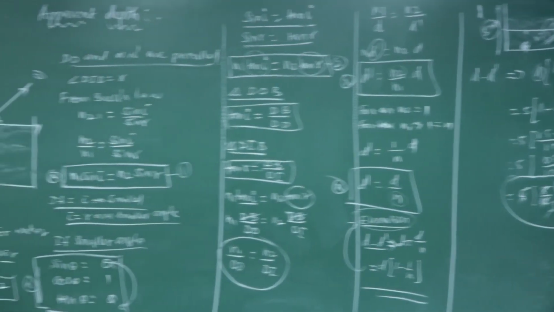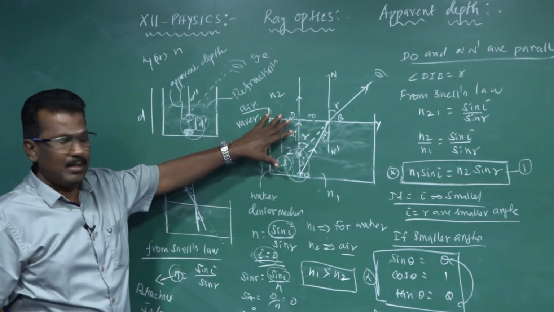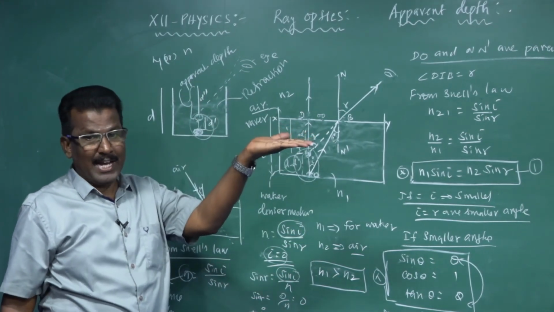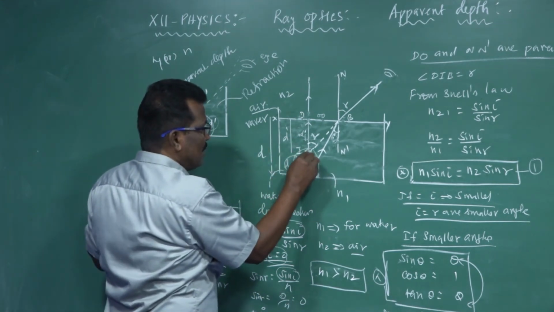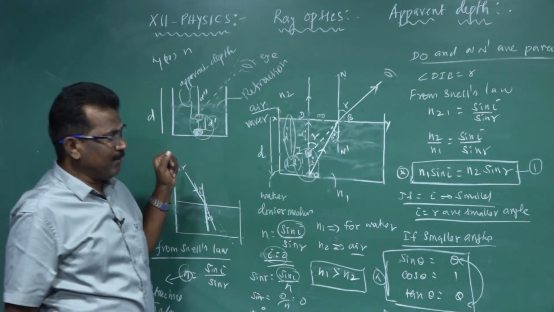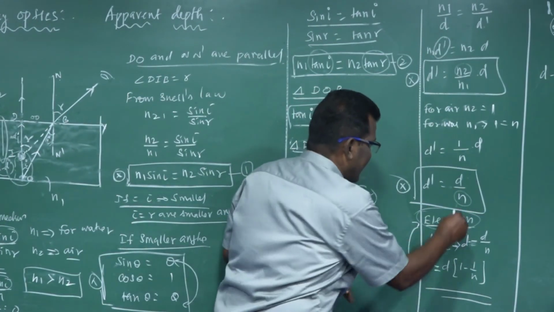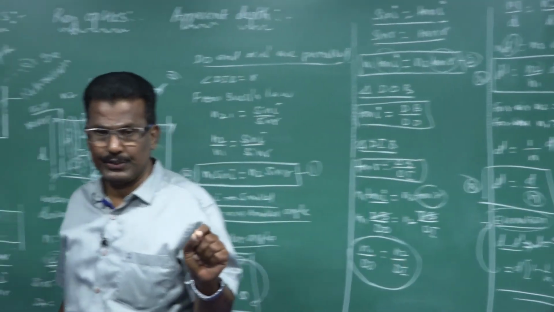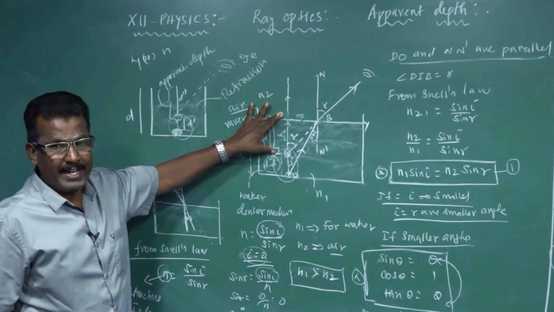If any liquid or any medium is placed inside the beaker, the object must be raised a certain height. Actually, it is not at its original height; the object appears to come from this position. So this is called apparent depth. Apparent depth can be calculated using the formula d prime is equal to d by n. So as the refractive index increases, apparent depth is highly dependent upon the refractive index.